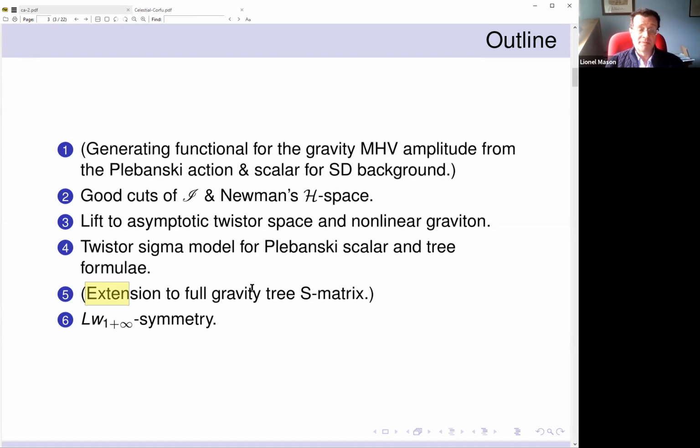I'll skip over, but briefly mention, the way this extends to the full gravity tree S matrix, but that will connect perhaps better to Song's talk on scattering equations. And then finally, I want to talk about the L W1 plus infinity symmetry.